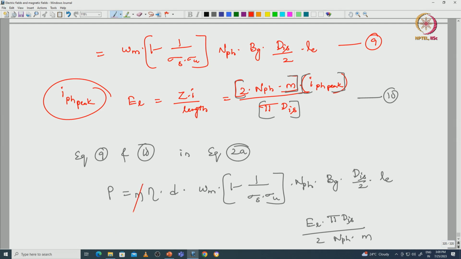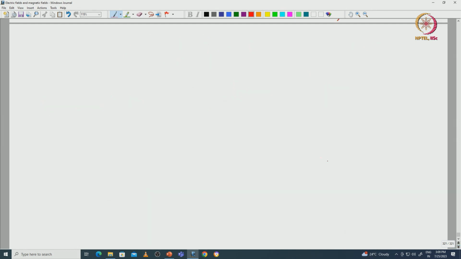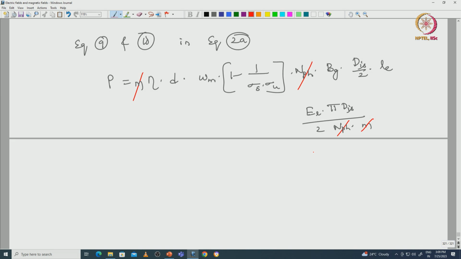So, the number of phases conducting simultaneously will cancel each other, and the number of turns will also cancel. Now, in this equation we have to represent the angular speed in terms of RPM. This is in radians per second, and we have to represent the rotor speed in RPM. If we do the conversion, omega m is equal to 2 pi n r by 60.